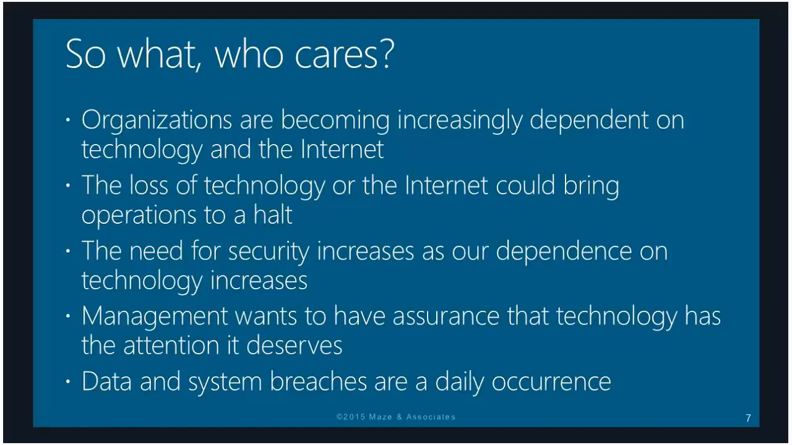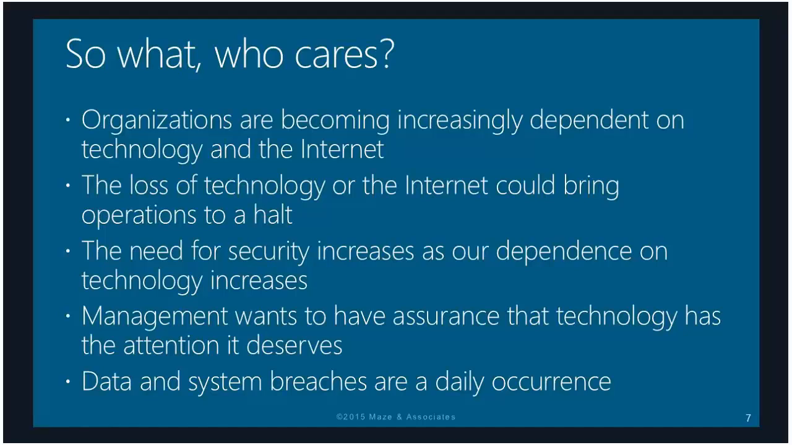But as our dependence on technology increases, the need for security also increases. And so management within an organization, whether you're a city or a district or county or whatever, wants to have an assurance that technology gets the attention that it deserves for those risks.